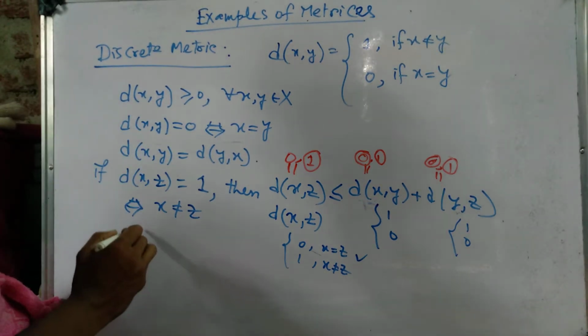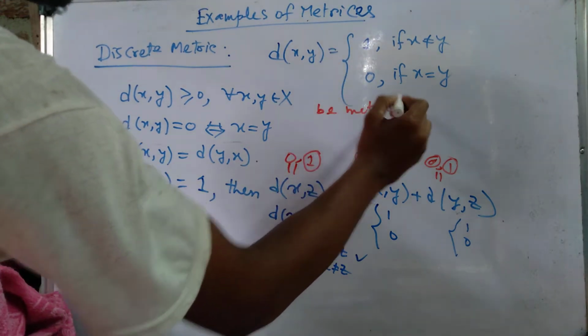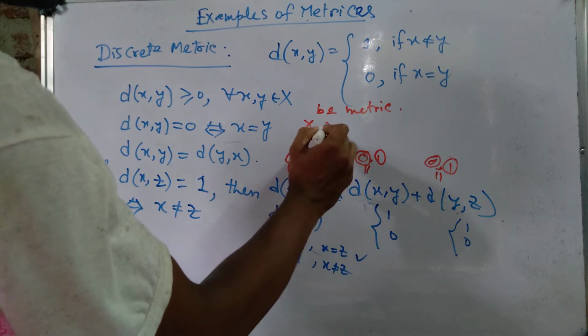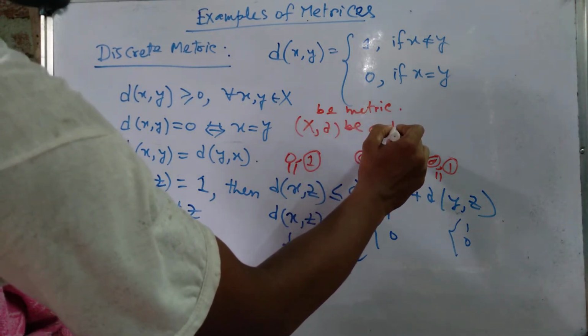So d(x,y) is a metric, which is called the discrete metric, and (X,d) is a discrete metric space.